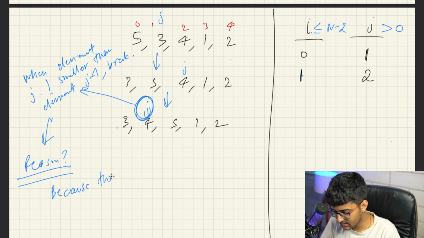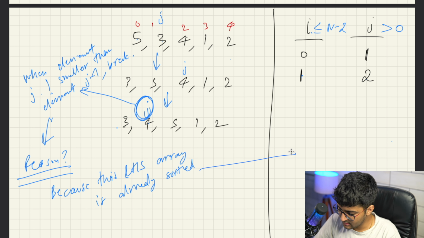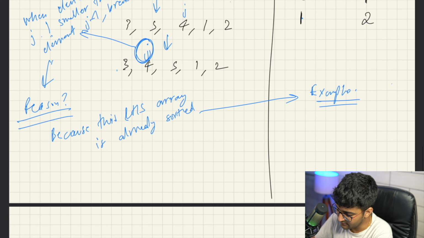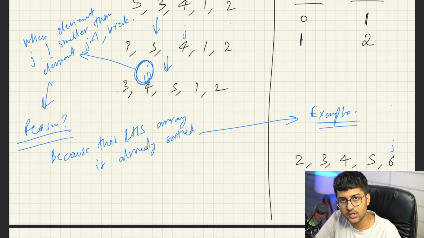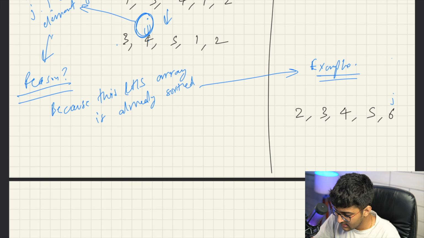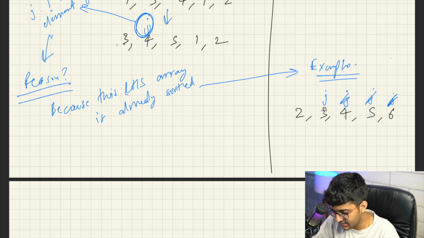Because this left hand side array is already sorted. For example, if you have something like 2, 3, 4, 5, 6, and let's say your j is over here, you're checking, hey, is j smaller than 5? You're going to be like, no, it's not. Then does it really make sense to move j over here and check whether 5 is smaller than 4, then j over here whether 4 is smaller than 3, then j over here whether 3 is smaller than 2?